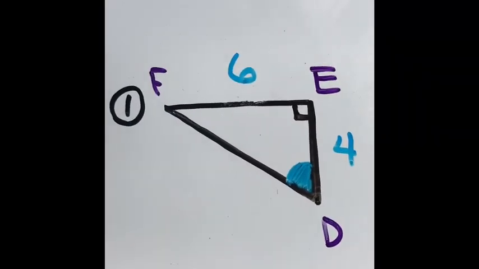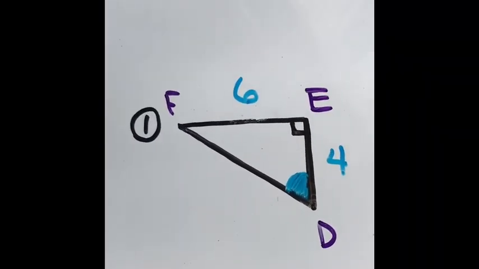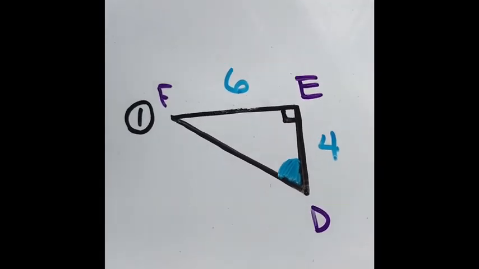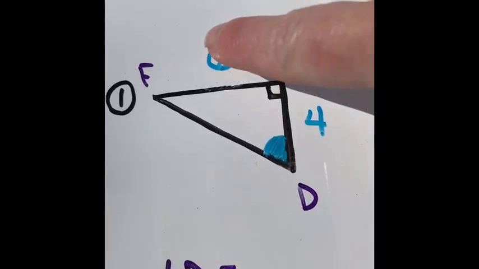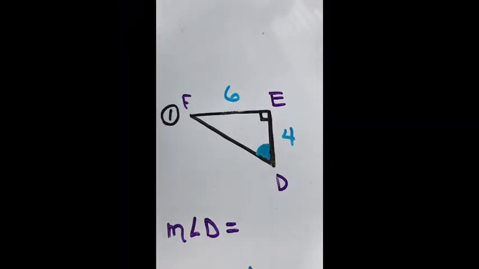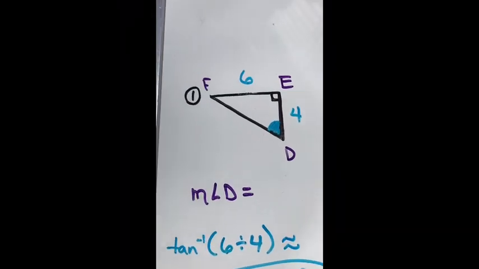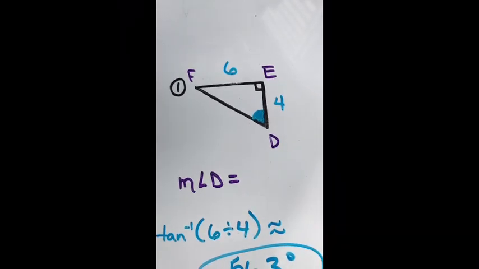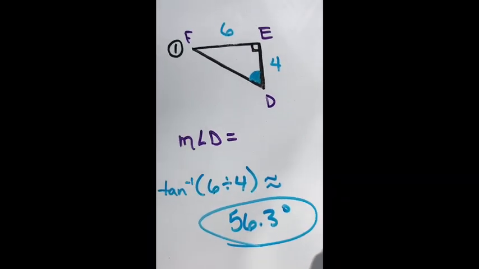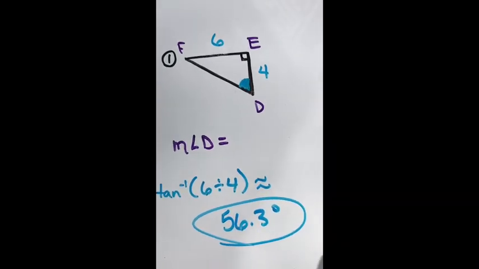All right, let's see how you did here. Okay, for the measure of angle D, two parts we've got are opposite and adjacent. So you said it, it's tangent. So you're just gonna type into your calculator, second tangent, 6 divided by 4, and you get approximately 56.3 degrees.